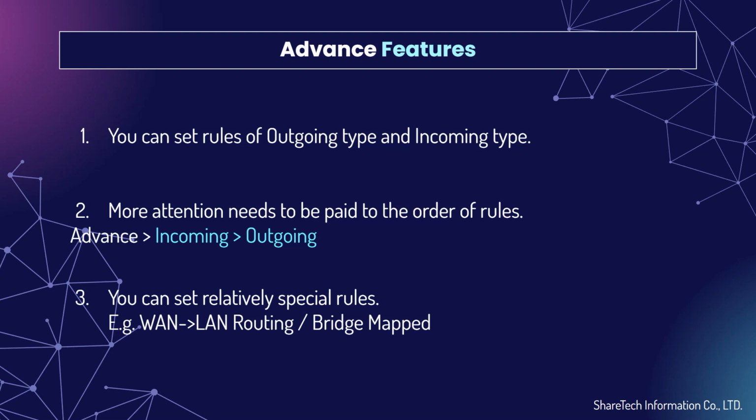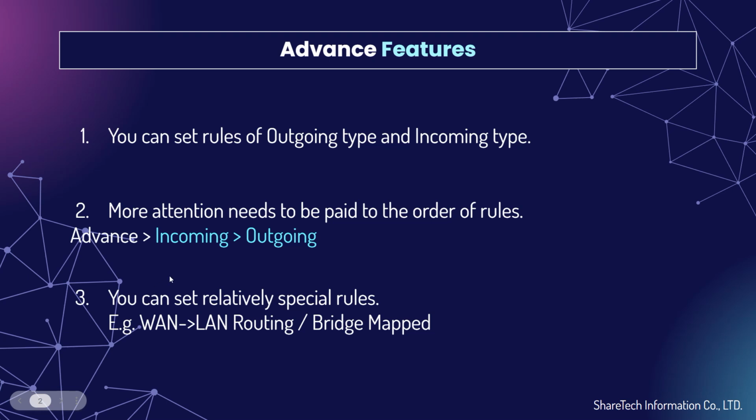The order of rules tab is advanced, then incoming, then outgoing. If you only use outgoing and incoming without setting advanced at all, the order of the rules will be sorted in the tab order. So you only need to check the order of the rules on the page separately.